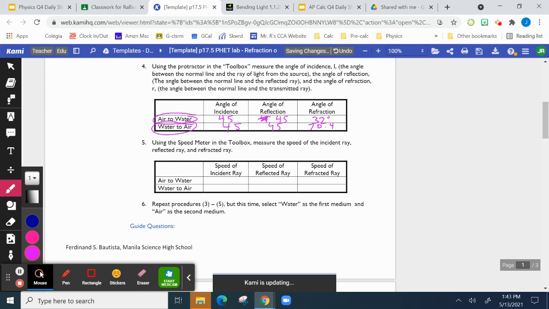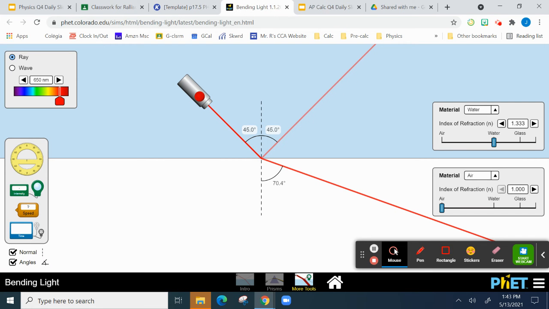Use the speed meter in the toolbox to measure the speed of the incident ray, the reflected ray. Oh, we should have done this before we switched them. So we want the speed of all those rays. We might as well do the bottom one first. There's our speed meter. Okay, so that's 0.75 C. C is the speed of light, so that's three quarters of the speed of light. That is in air. So that's 1 times the speed of light. And that's 0.75 C again.